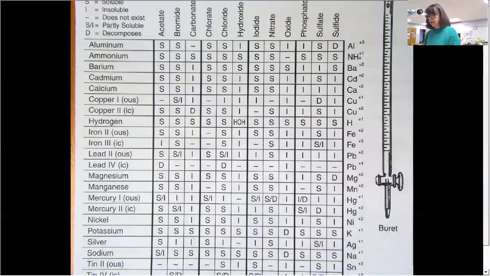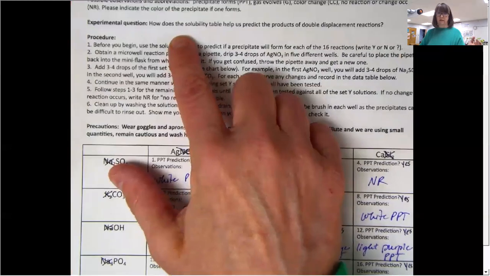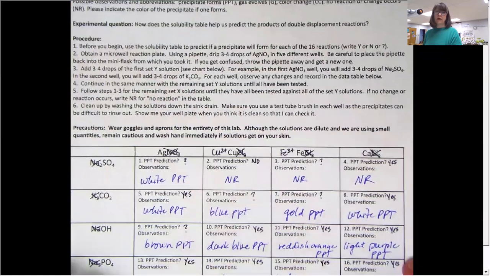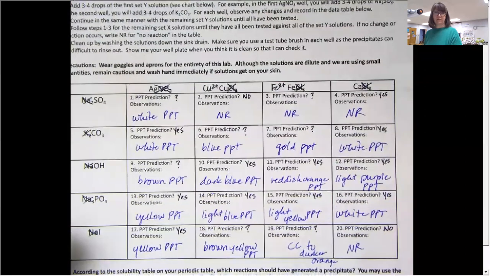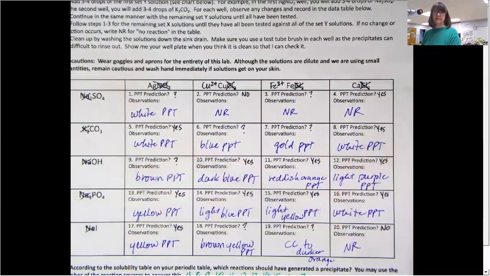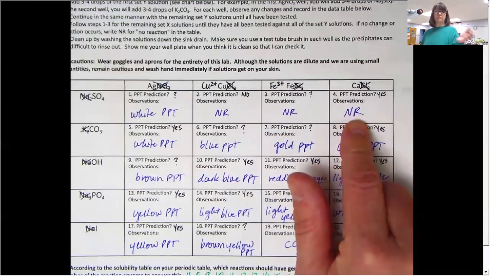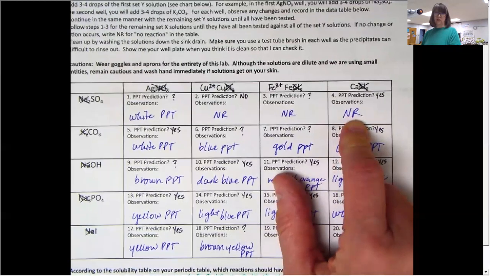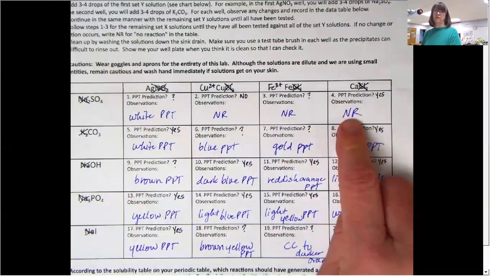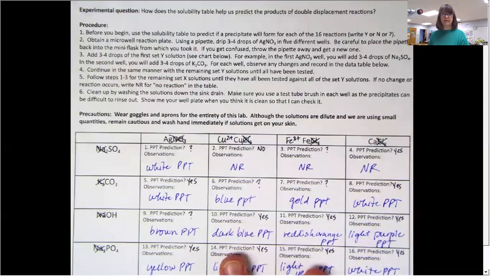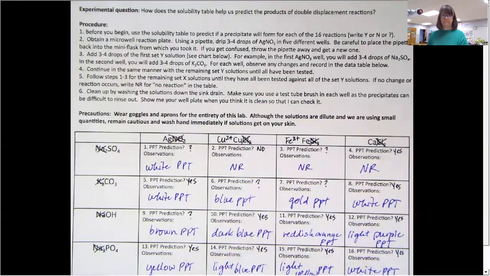So when we're responding to that experimental question, we can say the solubility table helped us to predict when precipitates would form. That's what all these yeses were. And then you want to go back and look, did every yes give us a precipitate? So here's a yes, we got a precipitate. For the most part, all of our yeses gave us a precipitate, but we had one exception. So how good was the solubility table for helping us to predict if we were going to have precipitates or products in general? Well, it was pretty accurate, except we had one that didn't form a precipitate that we expected. So you want to say something along those lines in your own words, addressing that experimental question, which is right up there, just in case you want to pause this so that you can see the question.